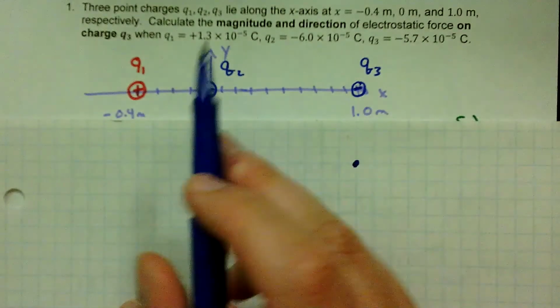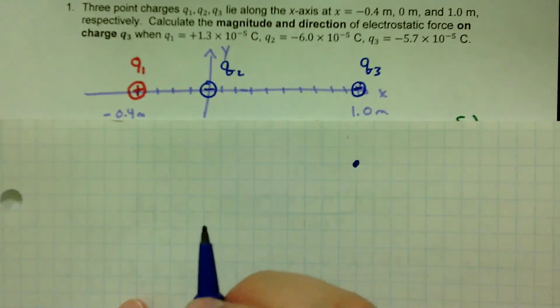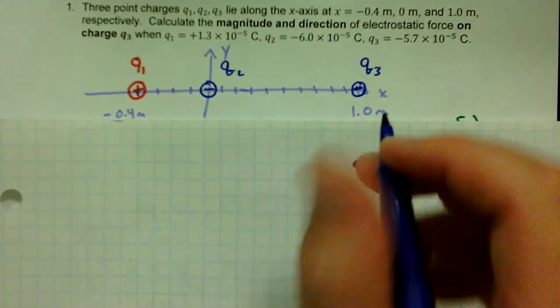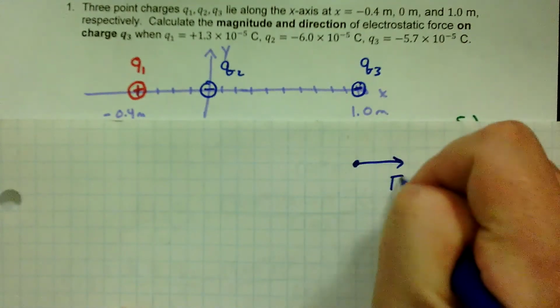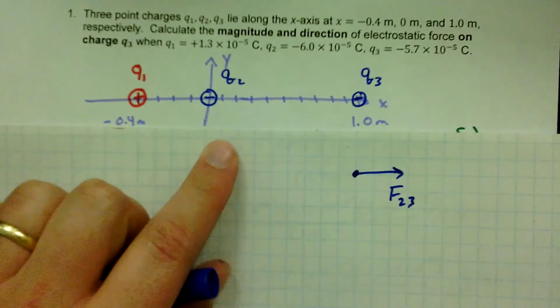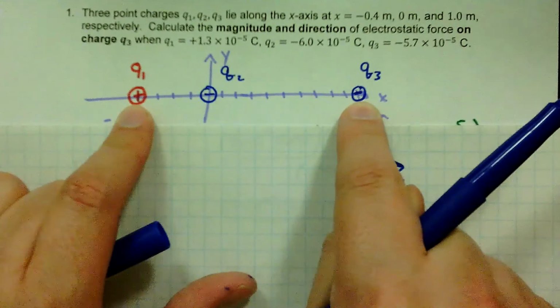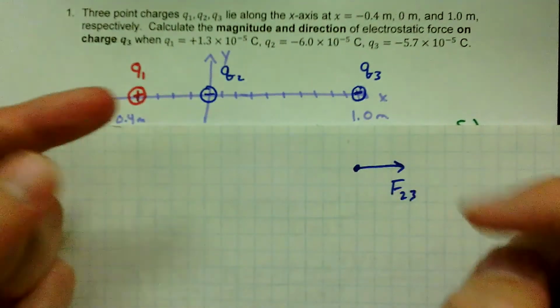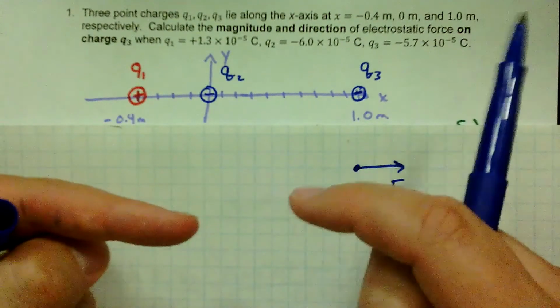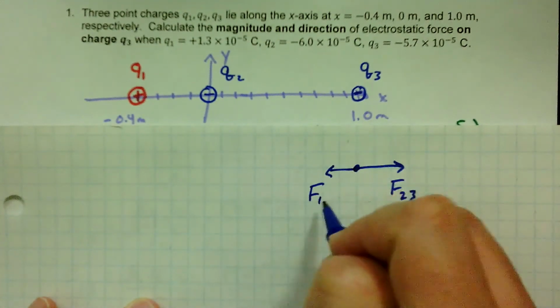Let's think about this. What does 2 do to 3? Does it attract it or repel it? It repels it, which means that it makes 3 go which way? Right. So what I can say is that the force between 2 and 3 makes Q3 go right. Which way will the force between 1 and 3 make 3 go? So 1 and 3 are opposites. They want to attract, which would make 3 go this way, right?